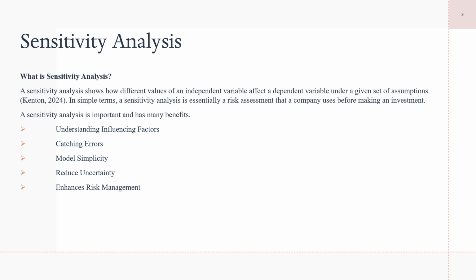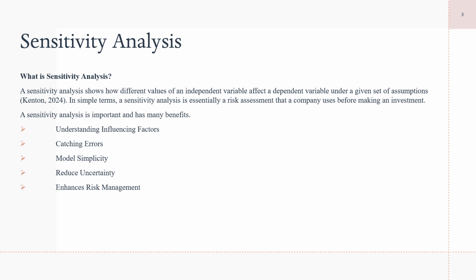For catching errors, the original assumptions may have errors that weren't initially caught. So each iteration is a way to perfect and catch mistakes, therefore catching mistakes for the future.